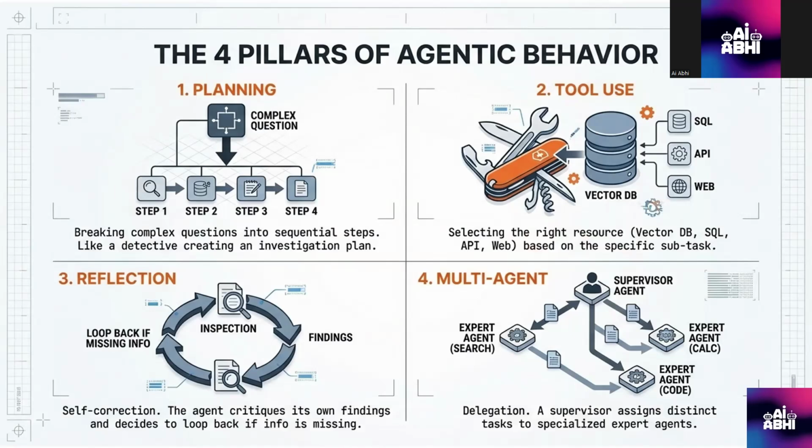Pattern four is multi-agent collaboration. For really complex tasks, you don't use one agent, you use multiple agents working together. One searches the documents, another searches a query database, a third verifies the facts, and a supervisor coordinates them all.